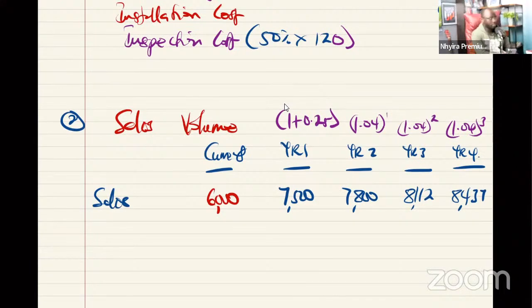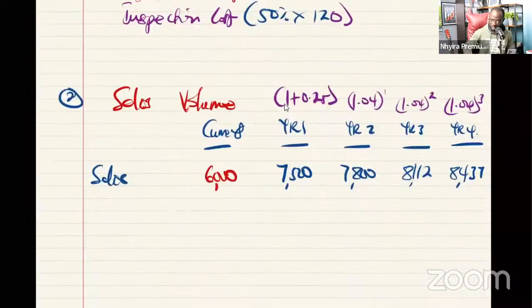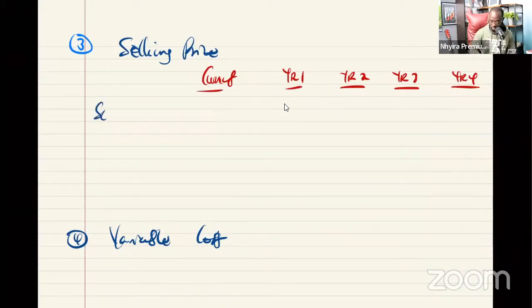So that is the idea about that. Now, I want to let the examiner know that we want to keep it a little bit simple. So selling price also, we're going to bring in current. Then I'm going to bring in the same positions we had here. Year 1, year 2, year 3, year 4. So selling price per unit.